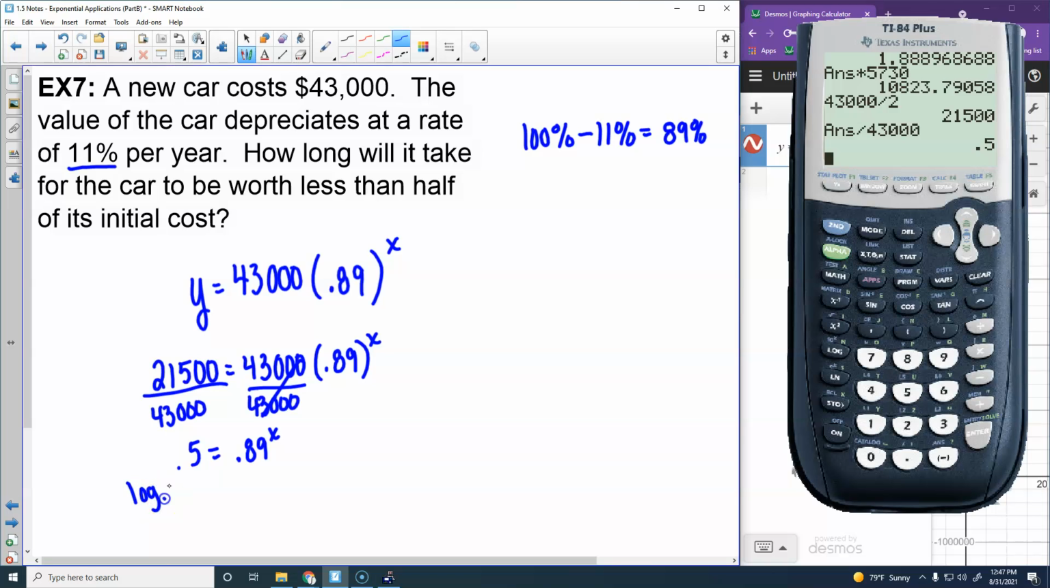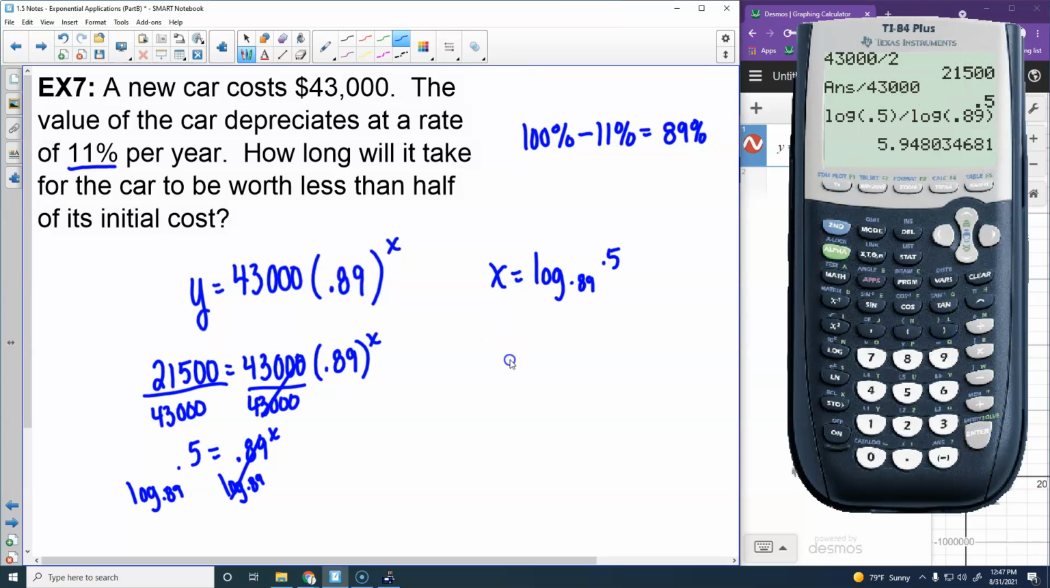Good. Log base 0.89 so that we can cancel out that 0.89. So I'm getting X equals log base 0.89 of 0.5. And to do that in the calculator, I'm going to type in log of 0.5 divided by log of 0.89. And it's going to give me 5.948 years. So if you had this case, it'd be about 6 years. The car would be worth half of what it started with. Yes?